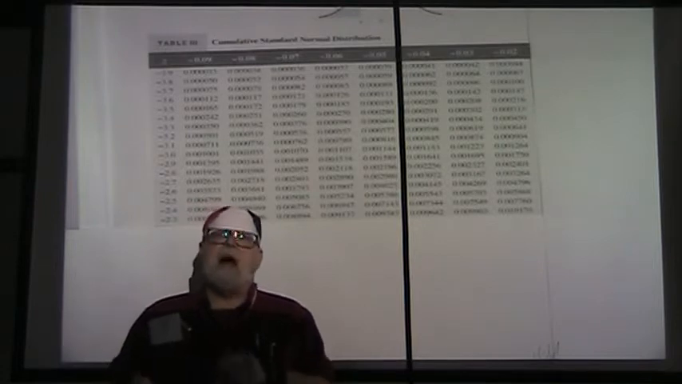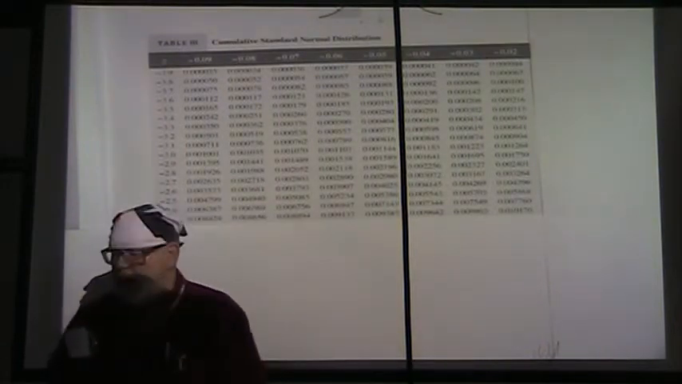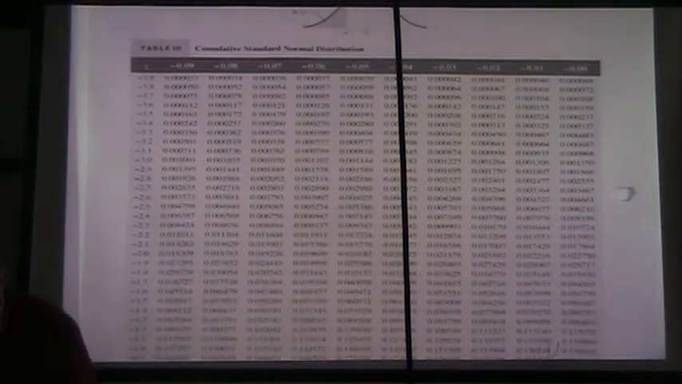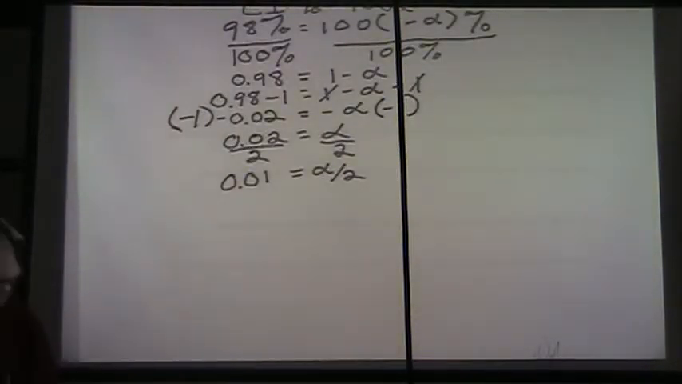Now, our z alpha divided by 2 is actually going to be on both sides. So let me illustrate that. All right, so I take away my pieces of paper.